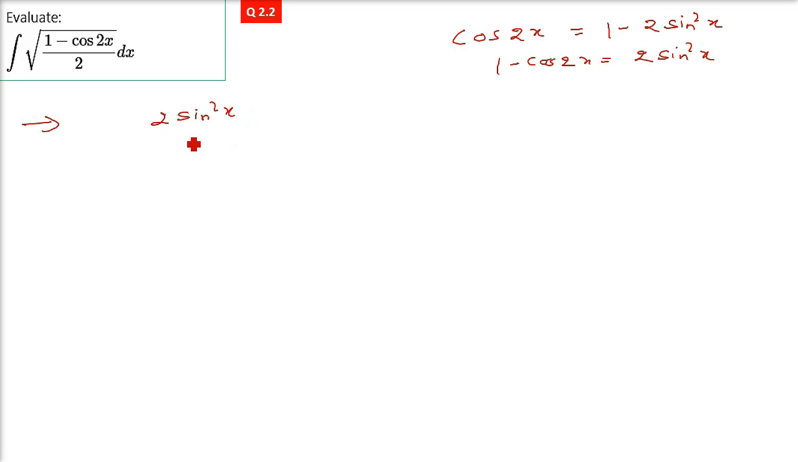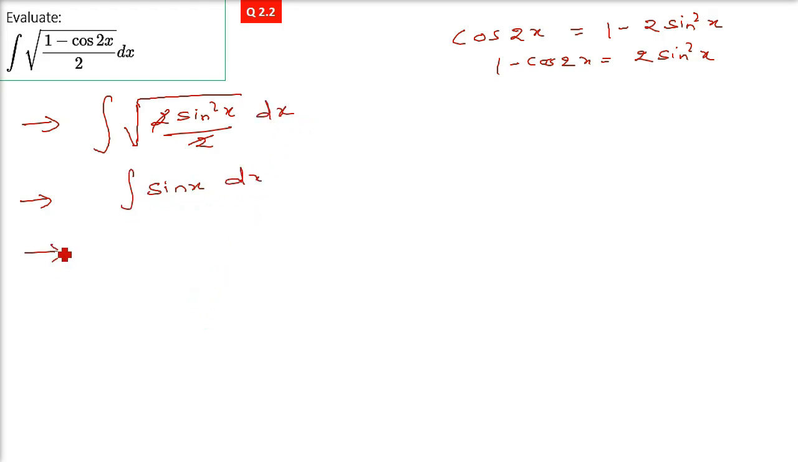2 sin square x divided by 2, and this is under root. You can cancel these 2. Sin square x under root is sin x only. When it comes out of the root, you can eliminate the root, and you are going to integrate only sin x with respect to dx. Now cos x differentiation is minus sin x. Therefore, the integration of sin x will be minus cos x plus a constant. So integration and differentiation are complementary to each other.